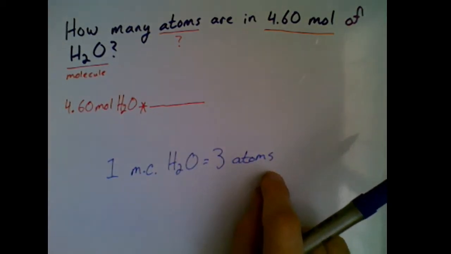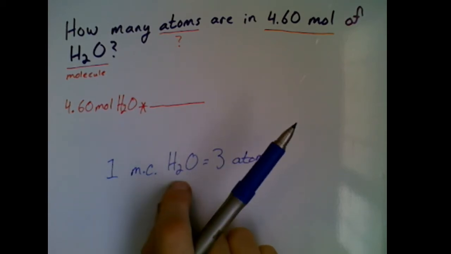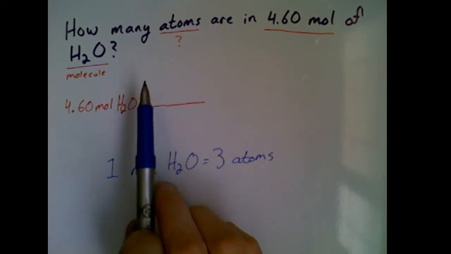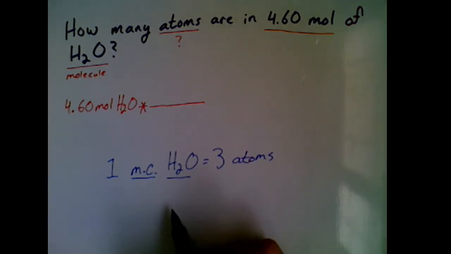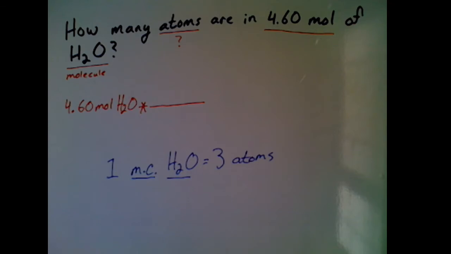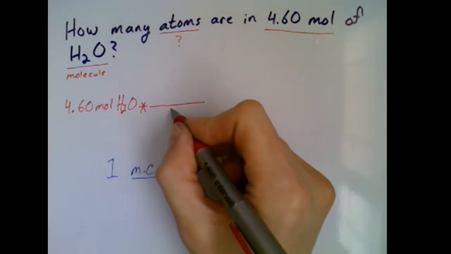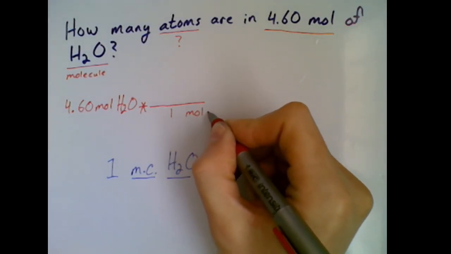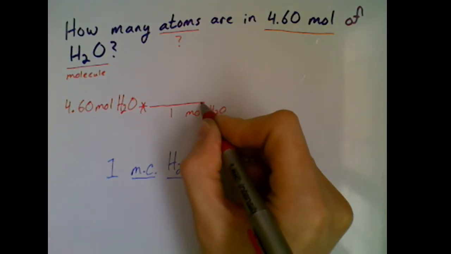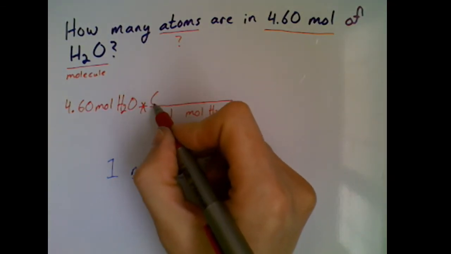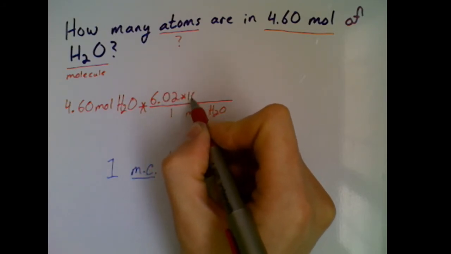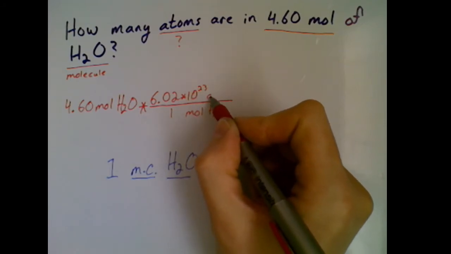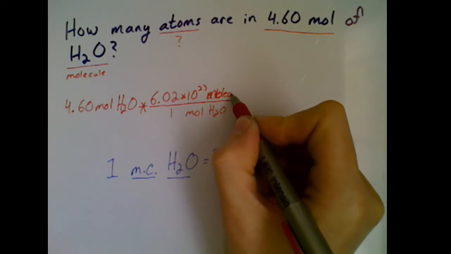So I can actually use this as a ratio. 1 molecule of H2O is 3 atoms. So what I need to do is figure out how many molecules of H2O there are. And luckily we can do that because in 1 mole of H2O, there is 6.02 times 10 to the 23 atoms, or sorry, molecules. My bad.